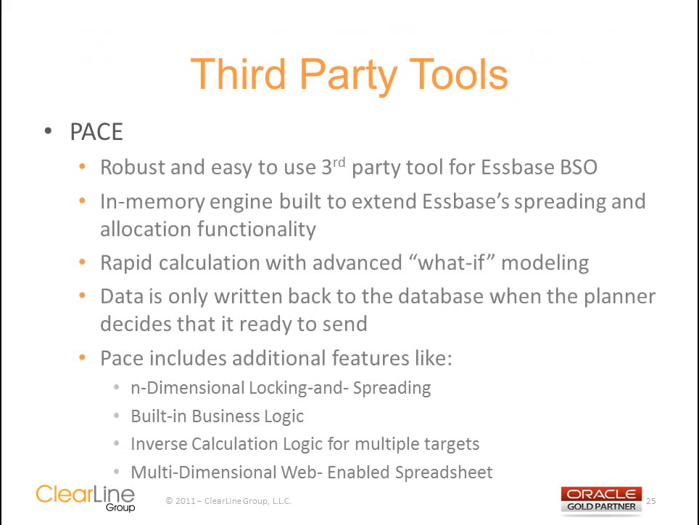There are also some third-party tools that can help you complete allocations in Essbase. A&M's PACE product is a great example of one. It is a robust and easy-to-use in-memory engine that extends Essbase's spreading and allocation functionality with rapid calculation and advanced what-if modeling. The data is only written back to the Essbase cube when the planner decides that he is ready to send it. PACE includes additional features like built-in business logic along with multidimensional locking and spreading.